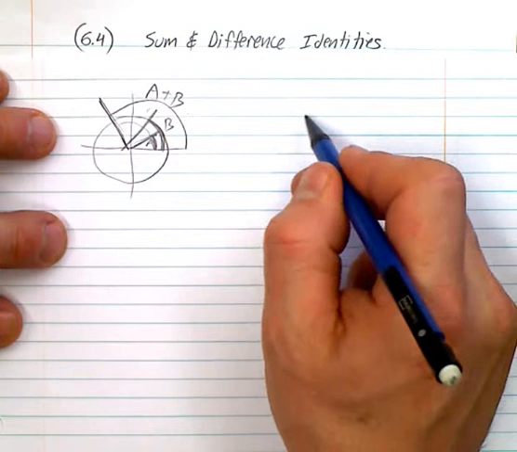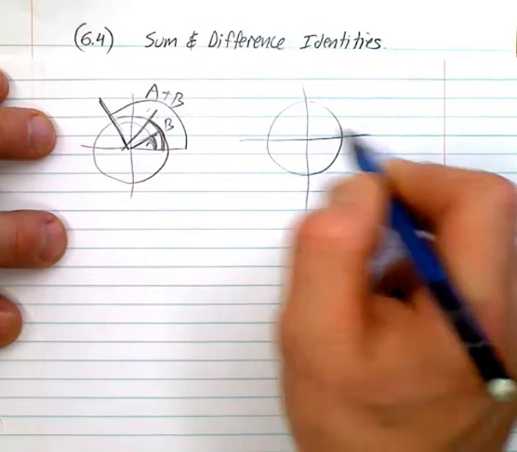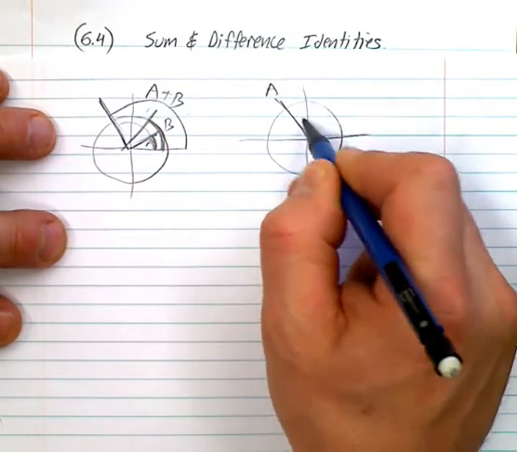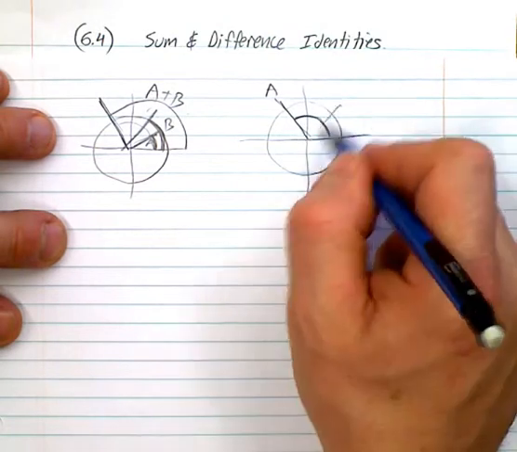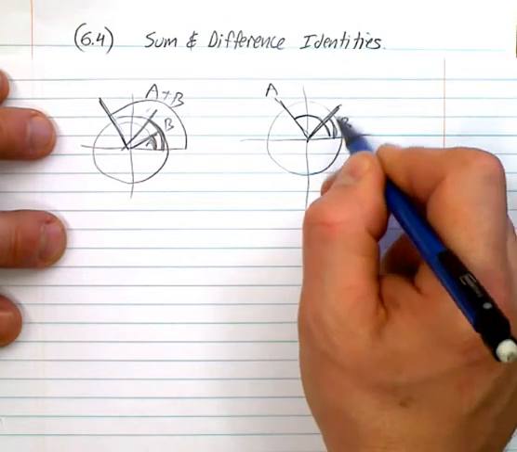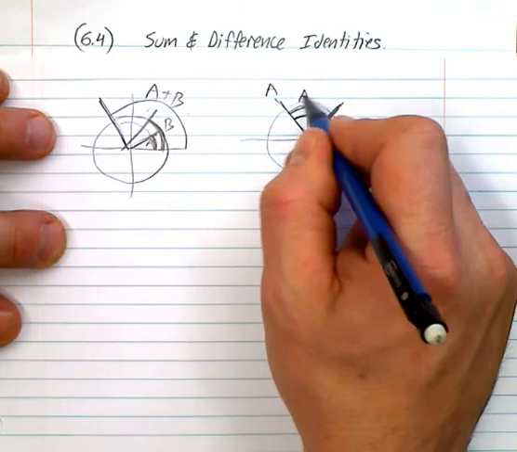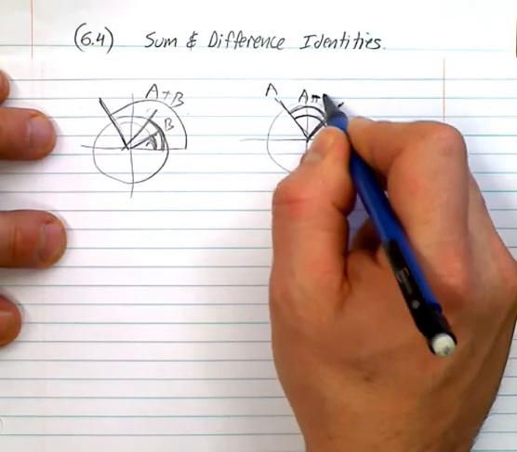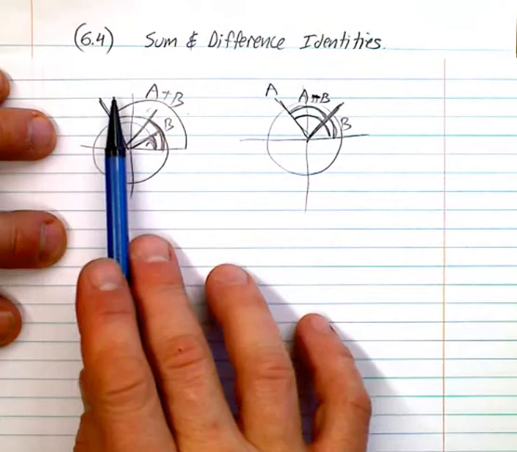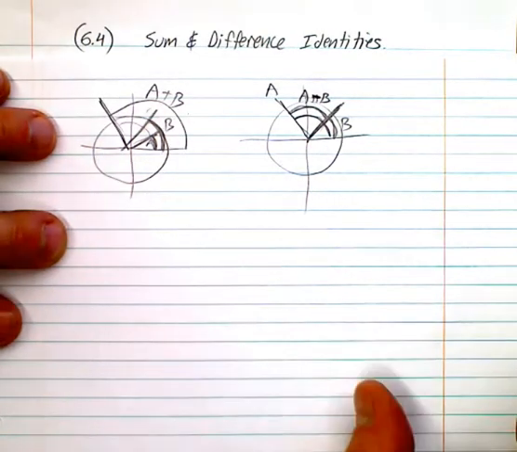Now, a difference situation might be, well, look, over here I have angle A. This is angle A. Oh, and here I have angle B. Sometimes you want to find out what's left in between the two, and that is A minus B. Okay, so a sum and a difference of angles is what we're looking at.